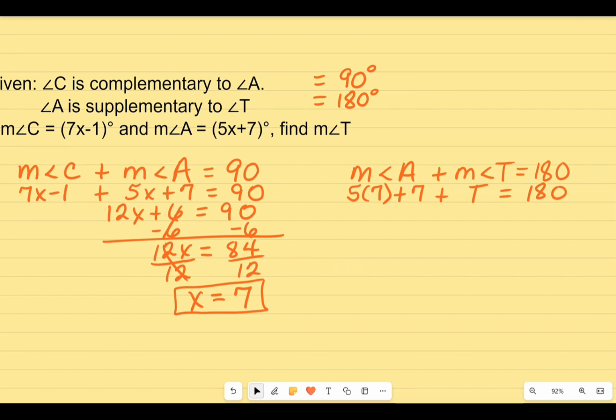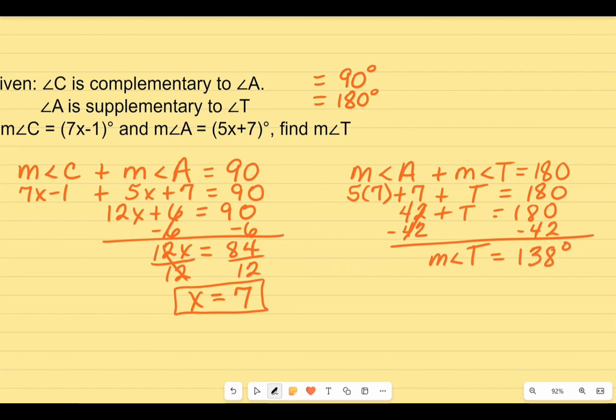If I simplify on this side, 5 times 7 is 35 plus 7, which is 42, plus T is equal to 180. And now I want to subtract 42 on both sides. And that's going to leave me with T, or really the measure of angle T, is equal to 138 degrees.